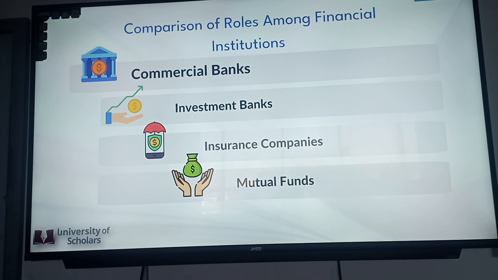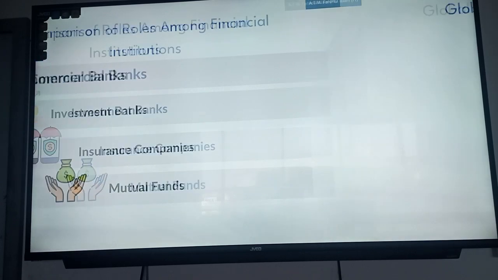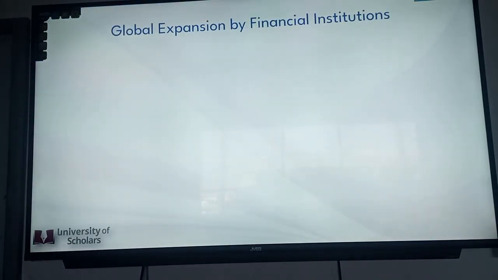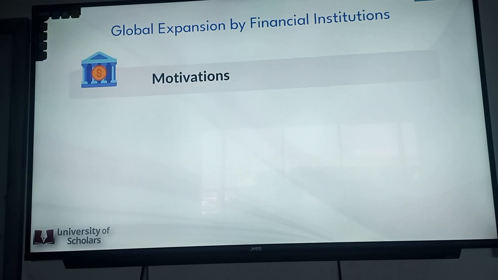So let's move on to our next topic, which is global expansion by financial institutions. To discuss global expansion, we must see 3 major topics that need to be discussed before expanding our financial institutions globally. First of all, we need to talk about our motivations. What do we want? What do we need regarding the expansion? Do we need diversification, or do we need market penetration, or do we need regulatory arbitrage?